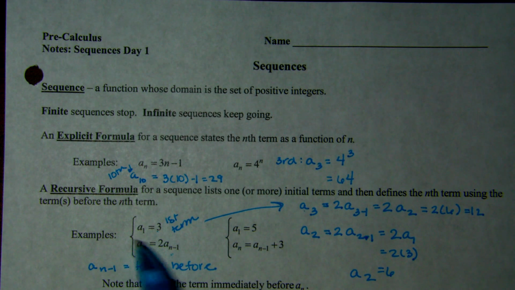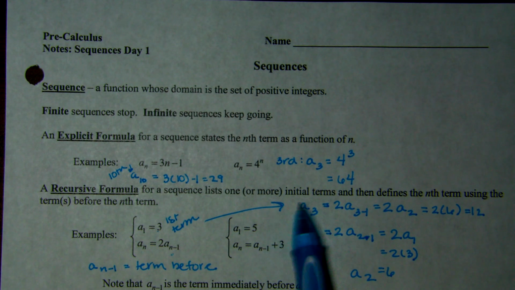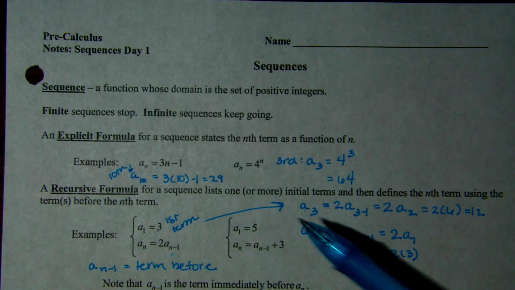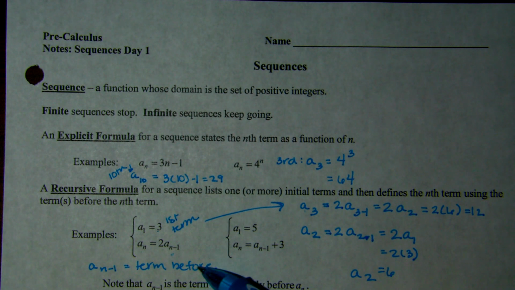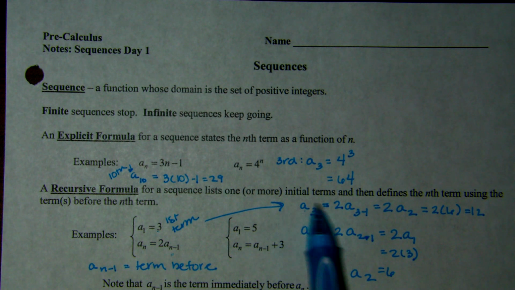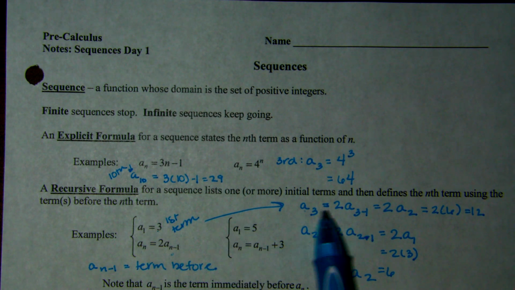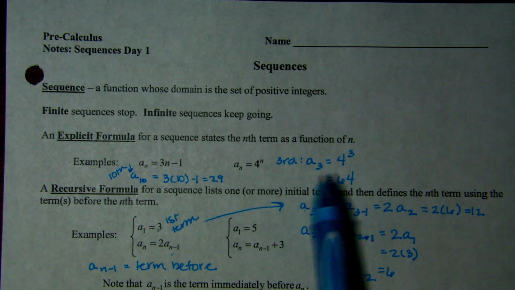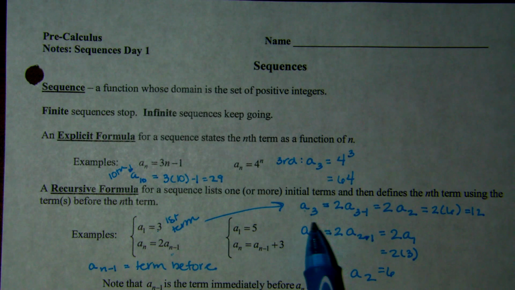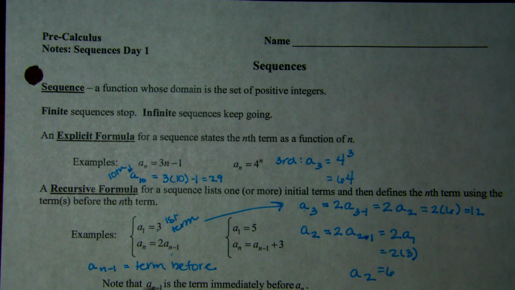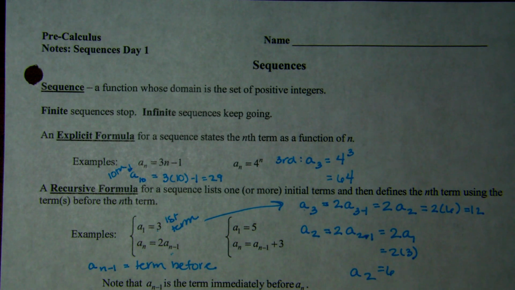You would not go in and say, oh, I want to find the 5th term. With recursive formulas, you always go in order. So we find the second term, then the third term, then the 4th term. But this is a good example showing you that if we have a recursive formula, you can't just dive in and say, okay, I'm going to find the fifth term. You have to find all of the terms leading up to that one. So you just make a list of them. All right. It says note that a sub n minus 1 is the term immediately before a sub n. That notation just means the term right before.